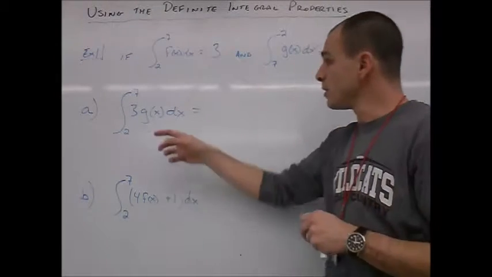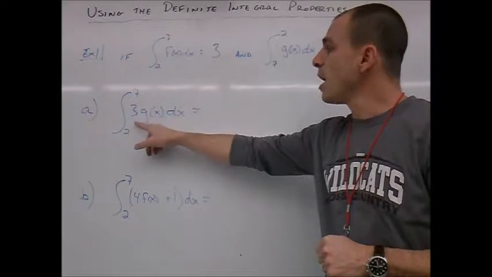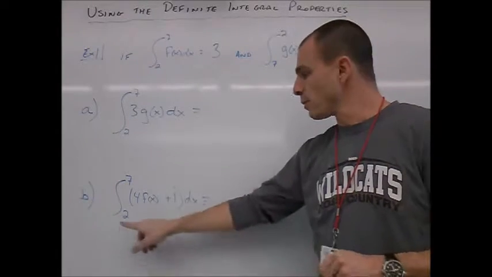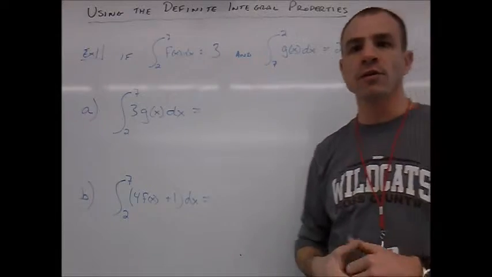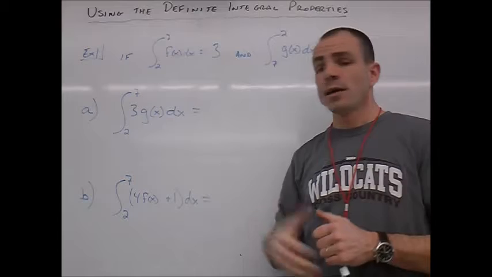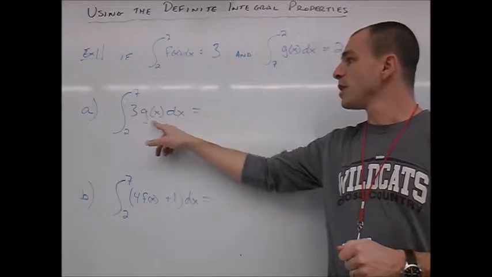And our charge is to find the integral from 2 to 7 of 3 g of x dx, and then after we're done with that problem, the integral from 2 to 7 of the quantity 4x plus 1 dx. All right, so we have to put the properties we've already talked about into use. Let's tackle 1a first here. The integral from 2 to 7 of 3 g of x dx.